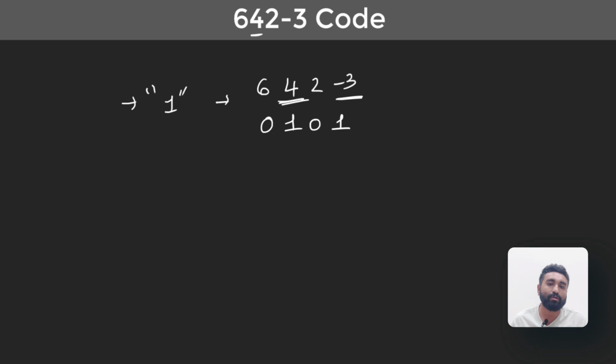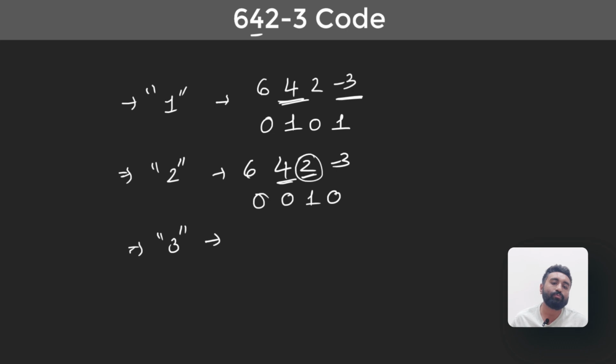That is going to be my 642-3 code. Similarly for 2, when we have 642-3, we can directly use this 2, right? So 0010, that is the code. And let's say for 3, you can have 6 minus 3, that will give you 3, so 1001. So this is the coding for 642-3. That is all about the weighted codes.